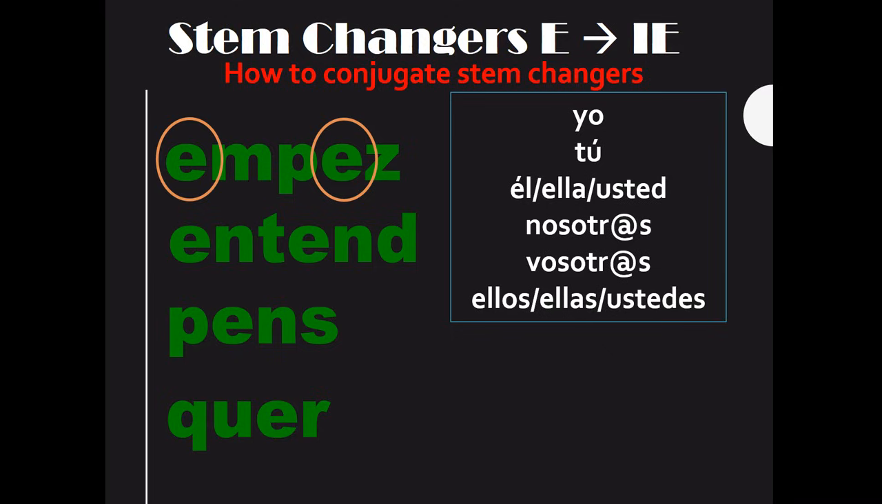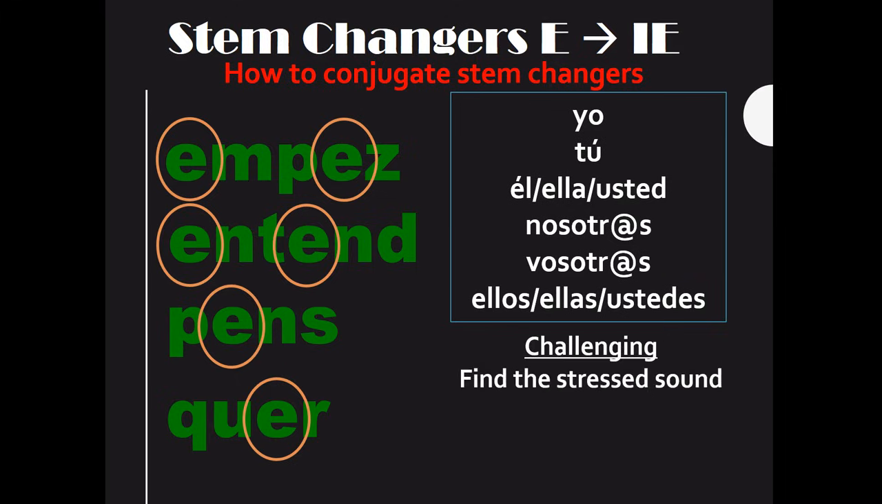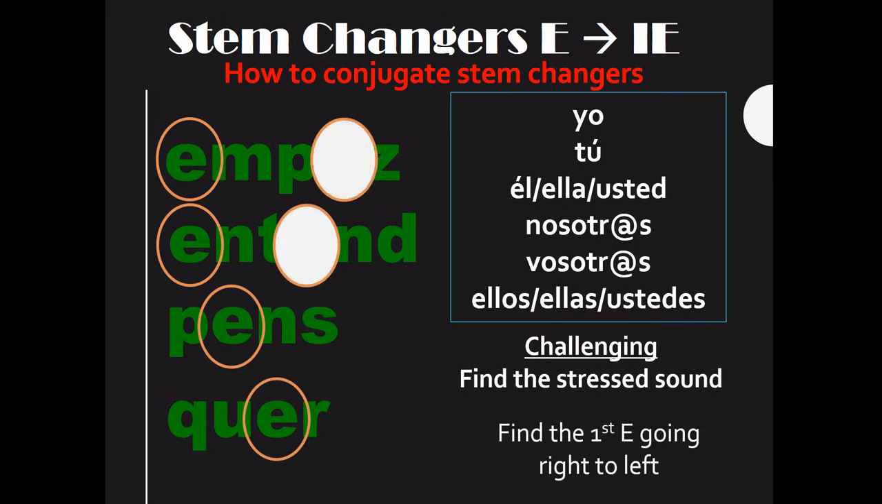Step 4, what other verbs don't have. Step 4 is to figure out which E to change and to change it. Now, the last two are easy. There's only one E. So you would change it to an IE. The first two have two E's. And just like before, the challenging way for beginning language learners is to find the stressed sound and change that one. The easier way, find the first E going from right to left, and that's the one you change.